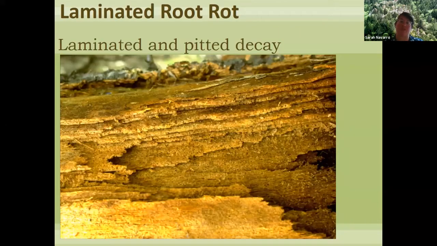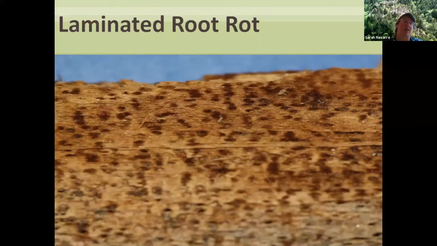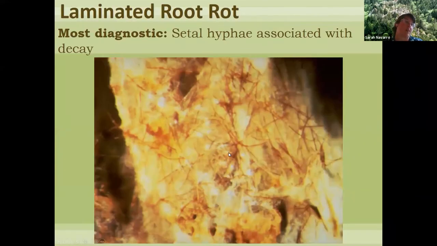Another characteristic of this root rot is laminated and pitted decay. If you look closely at this photo, you'll see pits in the wood. These pits occur on both sides of the wood, which is important for laminated root rot diagnosis. And if you look really closely in those pits, what you'll see is red-brown hairs, and these are known as setal hyphae. This is what you can see within those pits using a hand lens, which we recommend for diagnosis of laminated root disease.